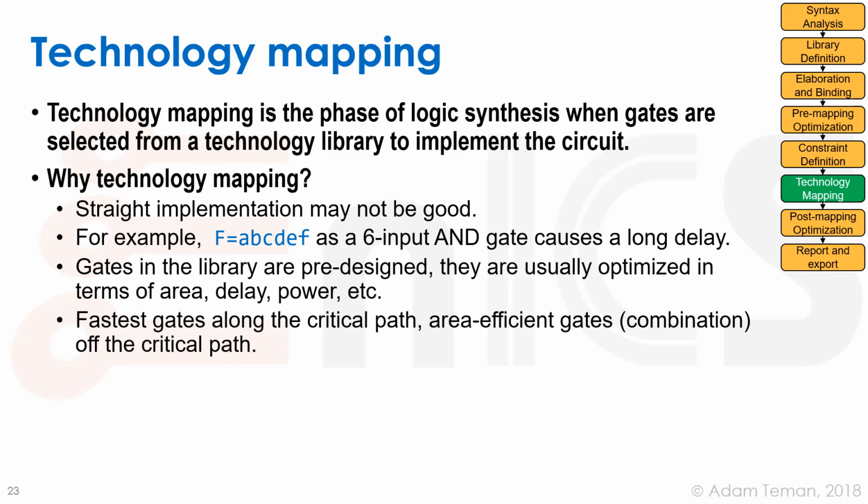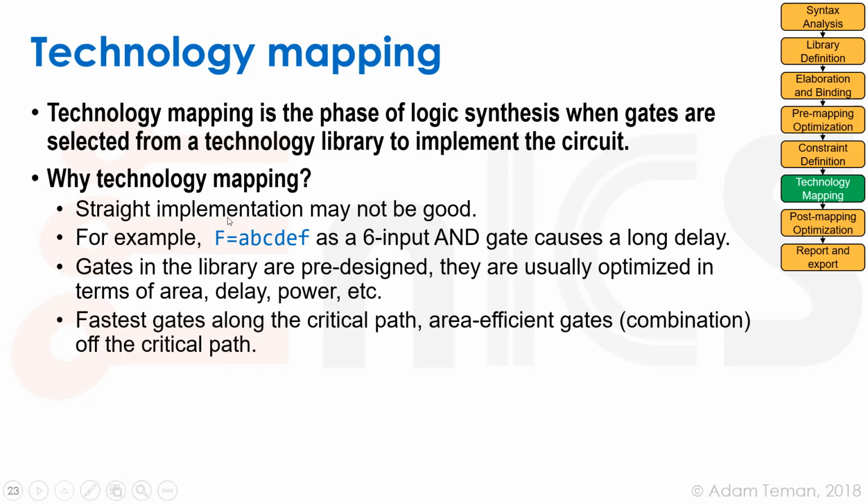So why do we need to do technology mapping? Why is this, in some cases, the most important point of our whole synthesis flow? Straight implementation may not be good. If we just take these generics and put in a gate that we have in our standard cell library, we may not arrive at a good solution.